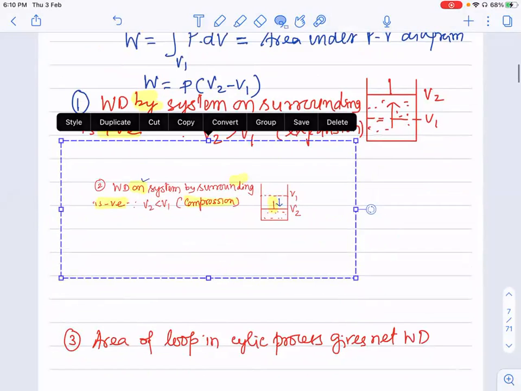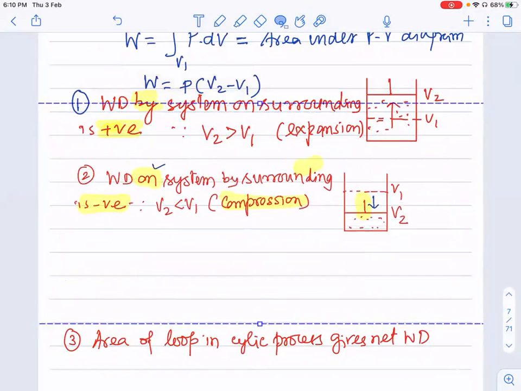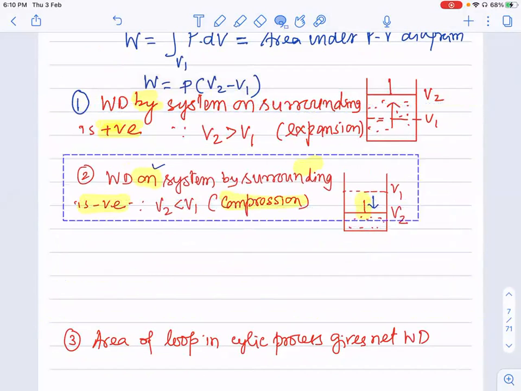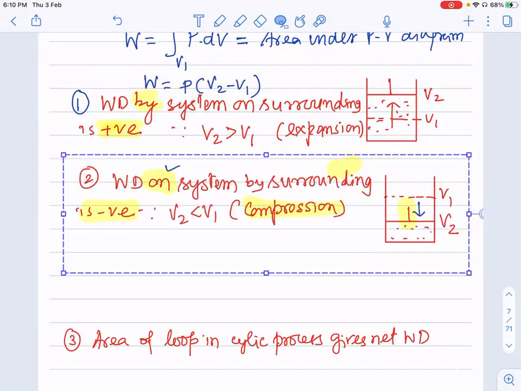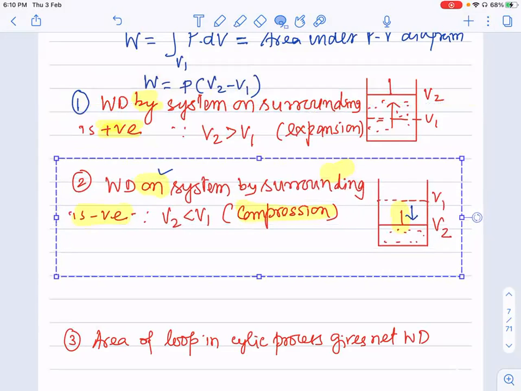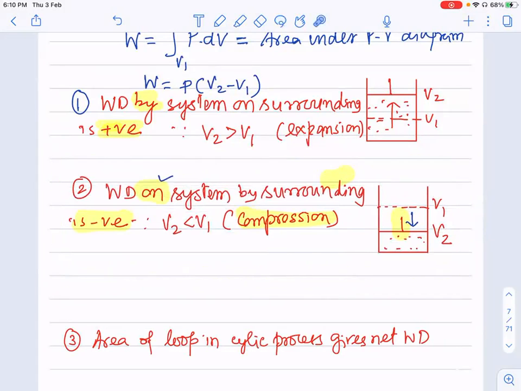You are not going to push it inward, but थोड़ी देर के लिए assume कर लो कि आप push कर रहे हो. उसको थोड़ा समझने के लिए now you can assume that you are pushing or some other source is pushing. Surrounding is pushing the piston inward. अभी यहाँ से अंदर push कर रहा है उसको. तो surrounding is pushing. तो work done on the system by the surrounding.